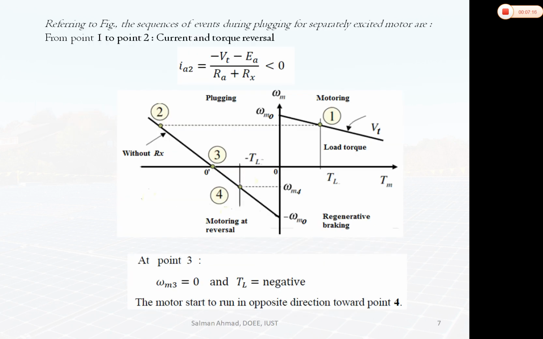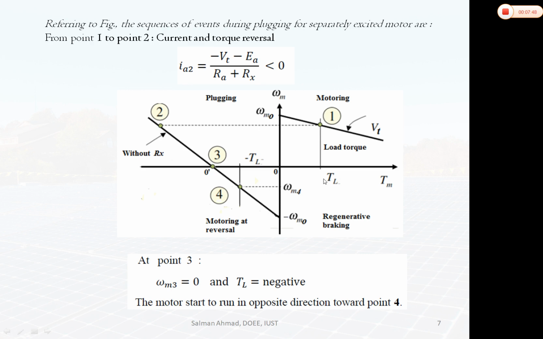That means it is working as a generator. So you can see the armature voltage becomes negative, so the current becomes negative. You know that these two voltages now add up, and armature resistance is very small. If we do not have any external resistance connected in the armature circuit, the current will be very high. So to limit the armature current, we insert one series resistance in the armature circuit during plugging. Otherwise, the armature current will be dangerously high.